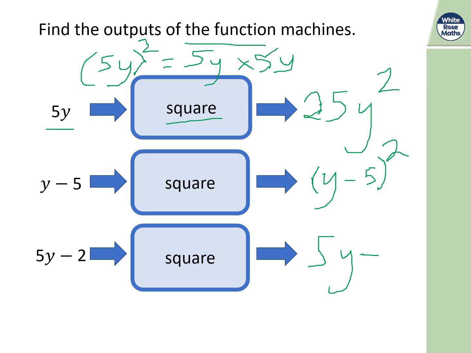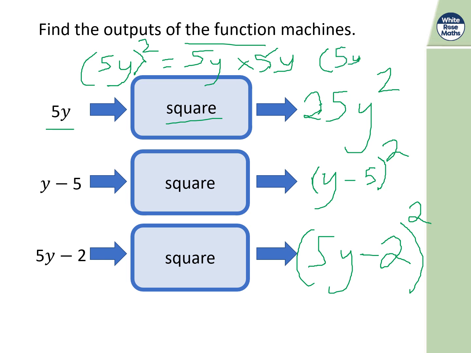Okay, the reason I'm not expanding it here is that it doesn't say to. I'm just squaring it. I'm essentially trying to avoid doing extra work because it's not asking me to write out the expanded version. So technically, for this first one, I could have written it as 5y all squared.